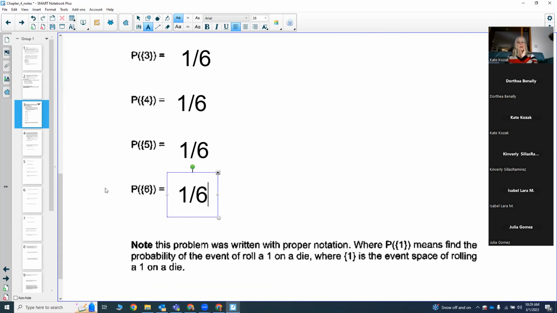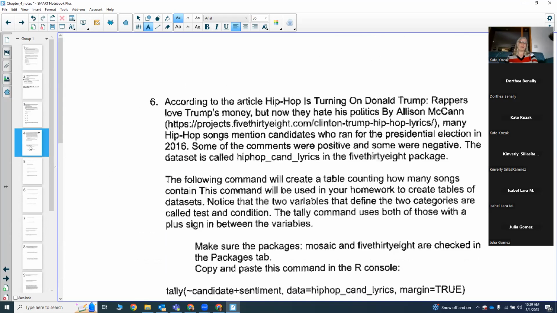This is how I write my theoretical probabilities. This is how I write what I call the event space, which is how many ways can that event happen. But we're going to deal mostly with experimental probabilities in this class this semester. So here's another situation.